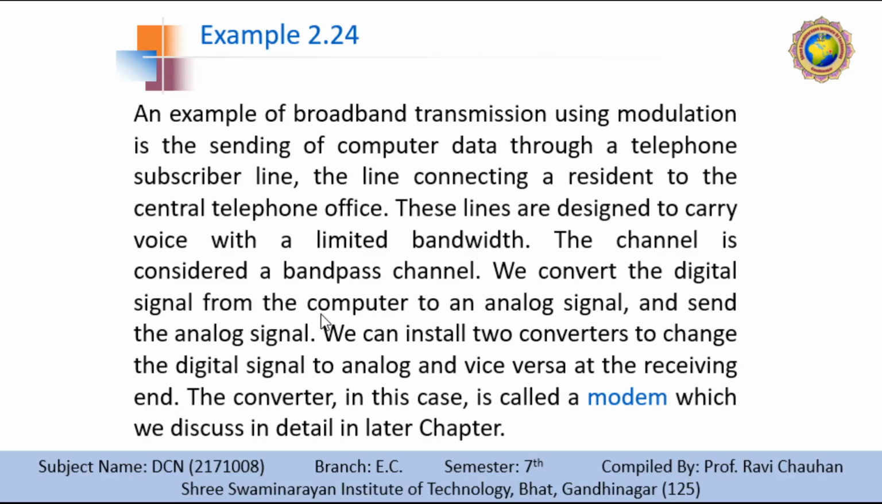One reason is that the bandwidth is so narrow, 4 kHz, that if we treated the channel as a low pass channel and used it for baseband transmission, the maximum bitrate we could employ is only 8 kbps. So the solution is to consider the channel as a bandpass channel, convert the digital signal from the computer to an analog signal, and send it. We can install two converters to change the digital signal to analog and vice versa at the receiving end. The converter in this case is called a modem, modulator or demodulator, which we will see later in the chapter.